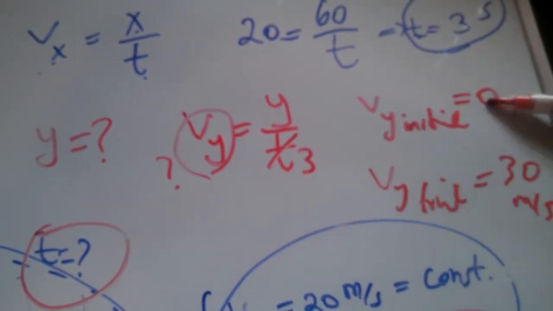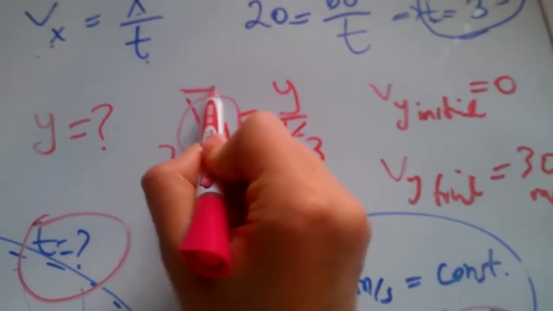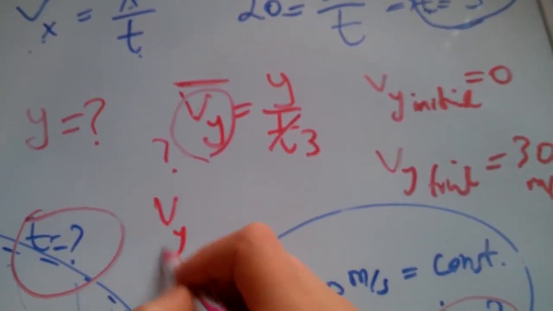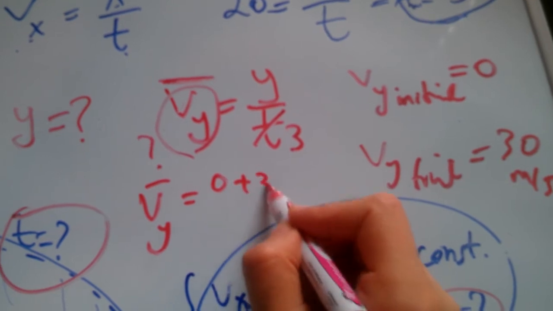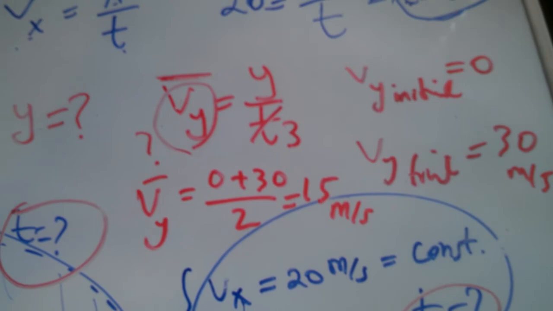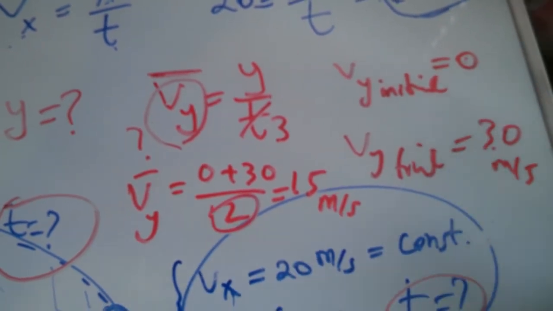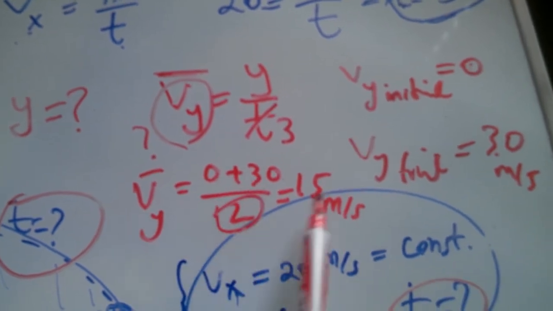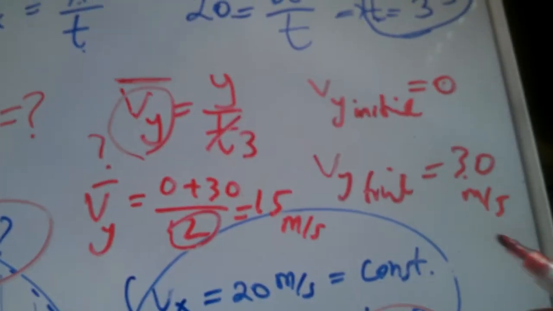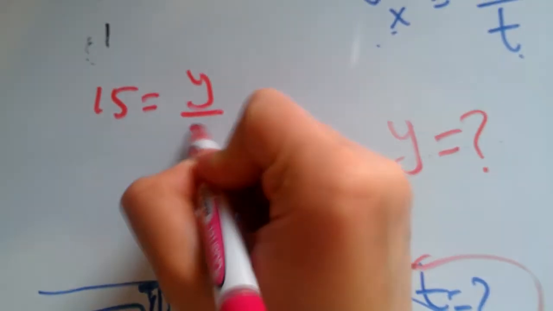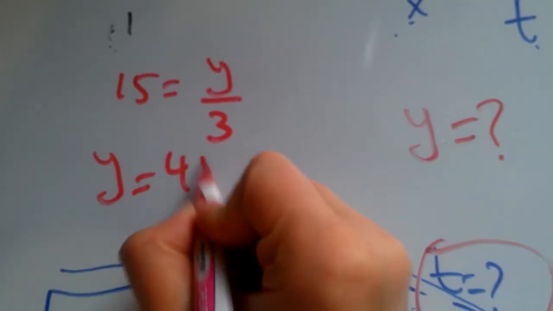If the velocity is changing all the time, I have to use an average velocity. Average velocity is 0 plus 30 over 2, which gives me 15 meters per second. Why 2? Because there are 2 velocities. Average is the sum of numbers divided by the number of numbers: 1, 2, divide by 2, 15. So I put 15 there. So 15 equals Y over 3 seconds. Y is 45 meters high.